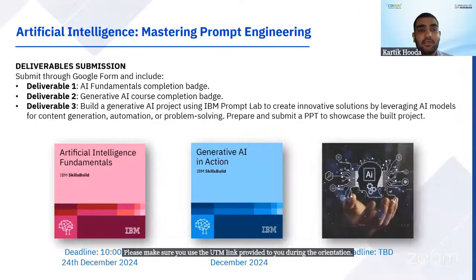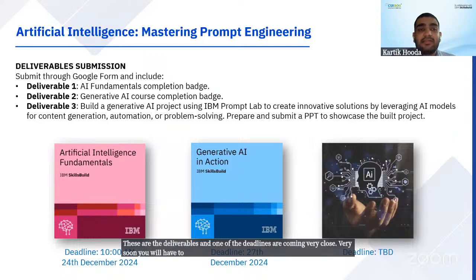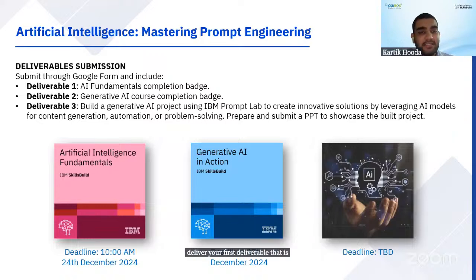Moving forward, these are the deliverables, and one of the deadlines is coming very close. Very soon, you will have to deliver your first deliverable, that is the AI Fundamentals Completion Badge. The deadline for that is 10 a.m., 24th December 2024.